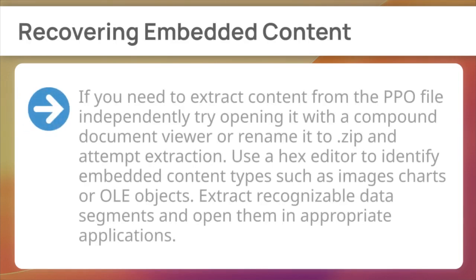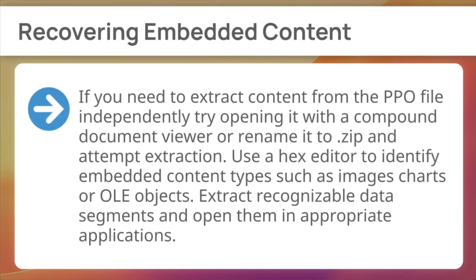Finally, recovering embedded content. If you need to extract content from the PPO file independently, try opening it with a compound document viewer or rename it to zip and attempt extraction. Use a hex editor to identify embedded content types such as images, charts, or OLE objects. Extract recognizable data segments and open them in appropriate applications.